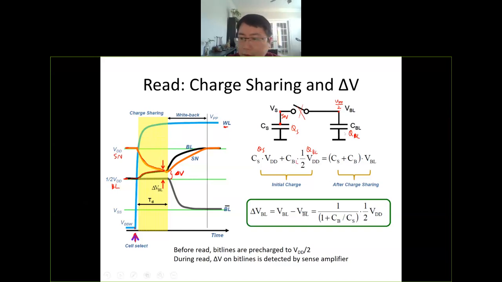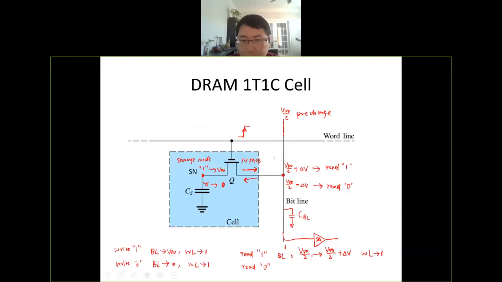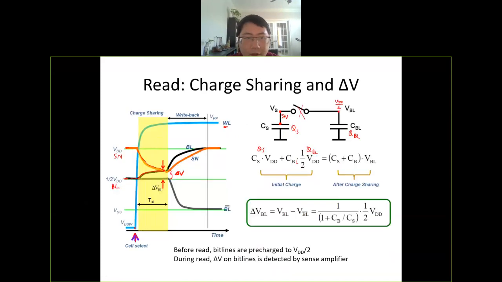Here I got one question: what is the SN? SN is the storage node, this node here, attached to the capacitor. In this example, we assume it stores 1, so it's VDD. So you have the total charge on those two sides, and it's like this.